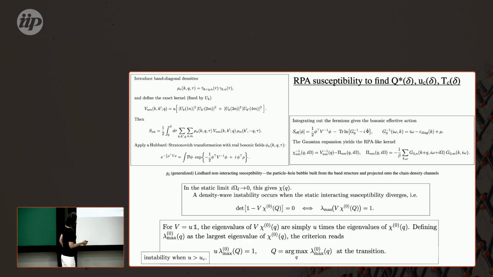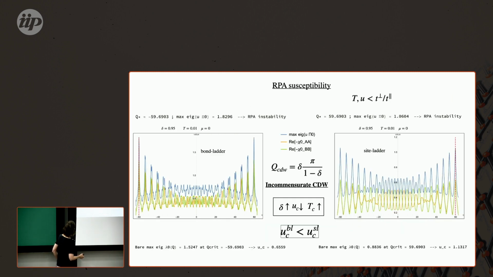Okay, and also besides this Q, let's call it Q asterisk, we can also get the critical interaction for which this instability will appear, or also one can get, scanning for temperatures, the critical temperature. So this is just playing a bit with delta equals 0.95 and temperature 0.01, and chemical potential is 0 in both cases.